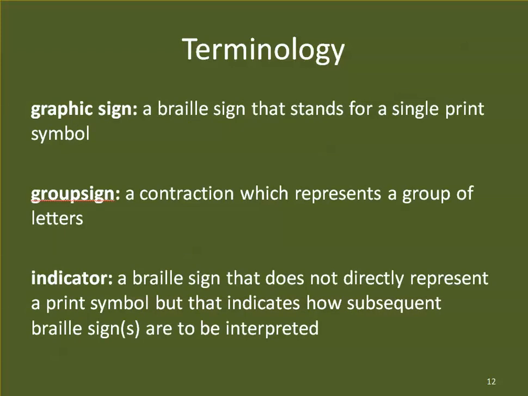A graphic sign, so we have Braille signs, and then we break it down a little bit. Graphic signs are a Braille sign that stands for a single print symbol, like the dollar sign, the percent sign, a quotation mark, that sort of thing. A group sign represents a group of letters. An indicator is something that does not exist in print. It would be something like a capital indicator, an italic indicator, a numeric indicator. Those things don't exist in print. They tell the Braille reader that something different is coming up with the next Braille cells.